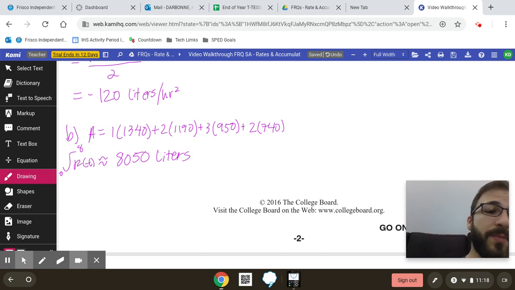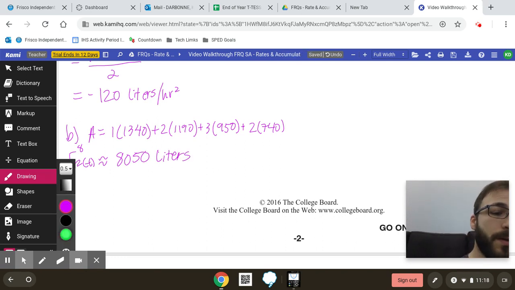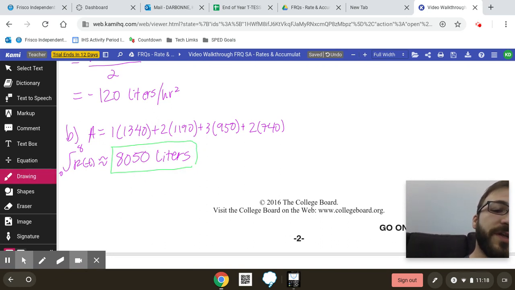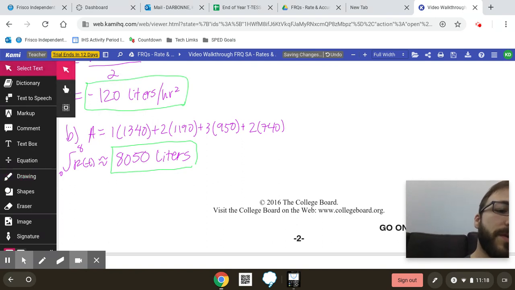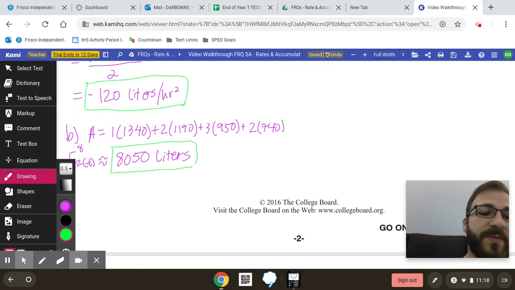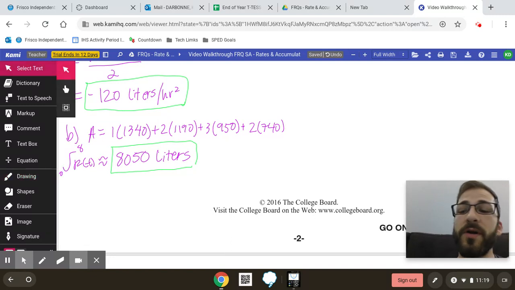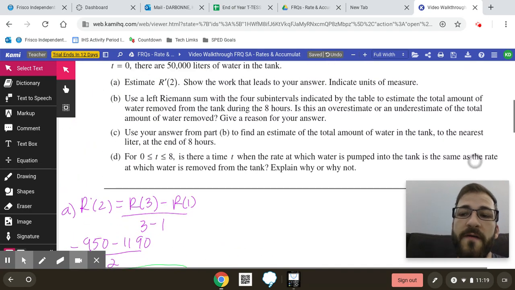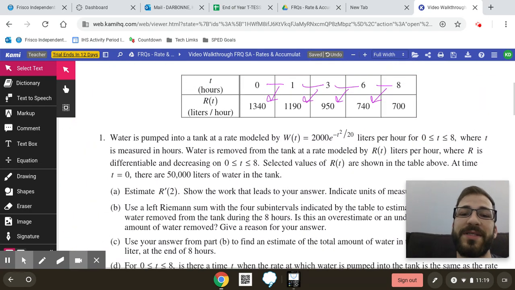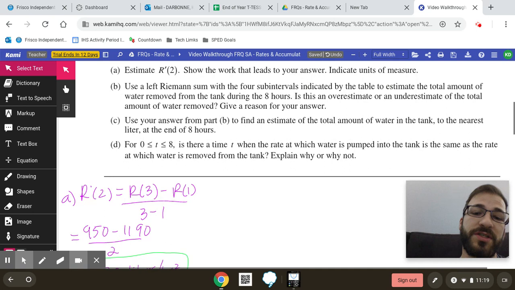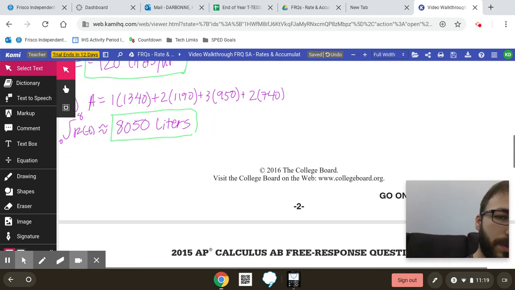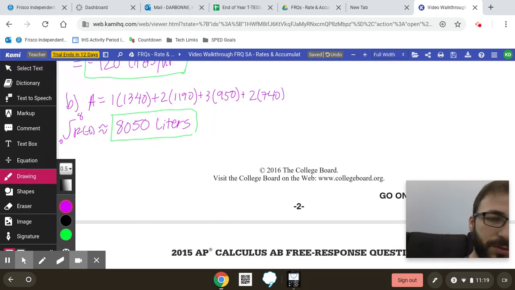Okay, now the second part of part B is they want us to talk about whether this is an overestimate of the value of liters removed or an underestimate of the value of liters removed. So remember, when we first talked about Riemann sums, whether it's an overestimate or underestimate depended on the shape of the function. So our function, our R of t, is decreasing over time. It's going down. So we have a function going like this. All right, this is R of t.